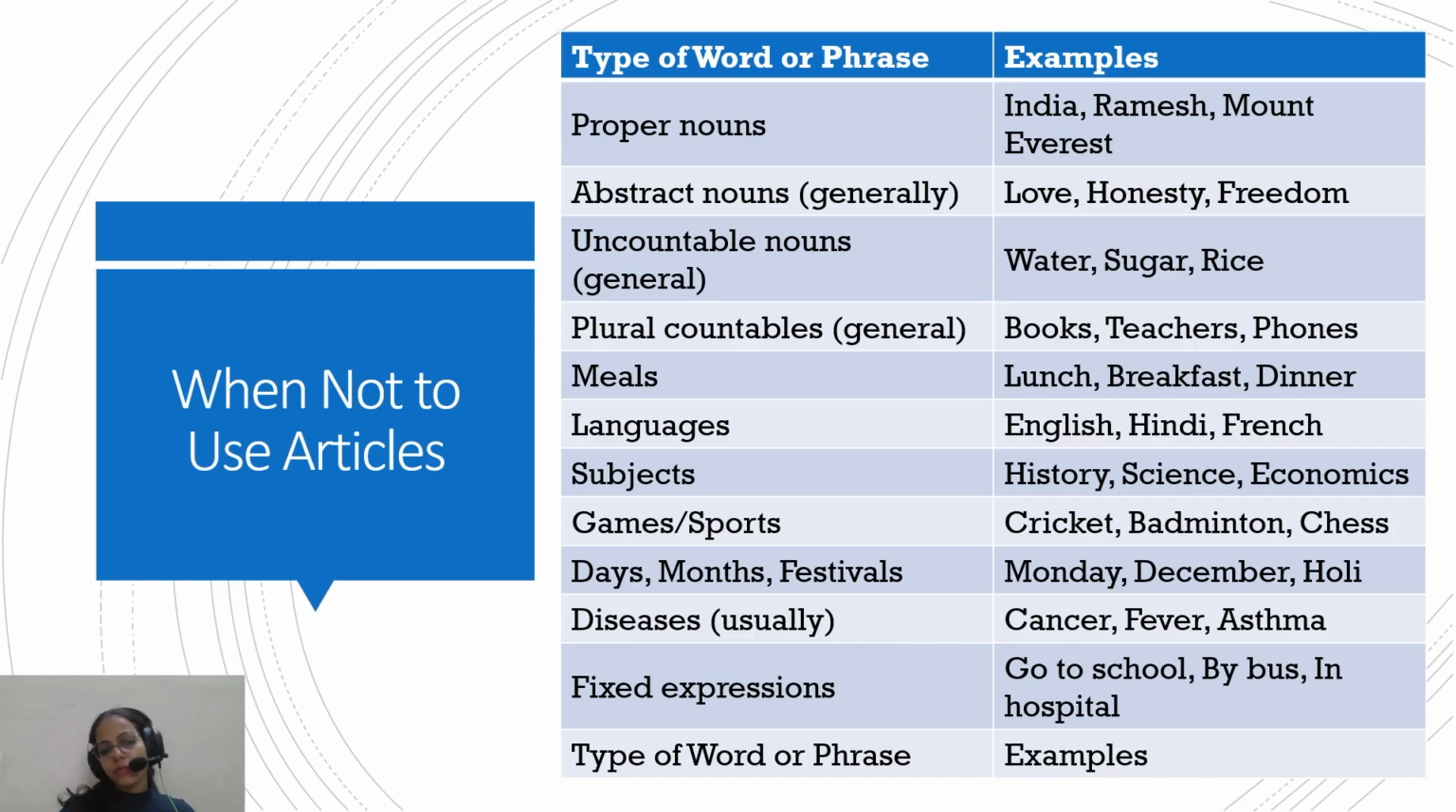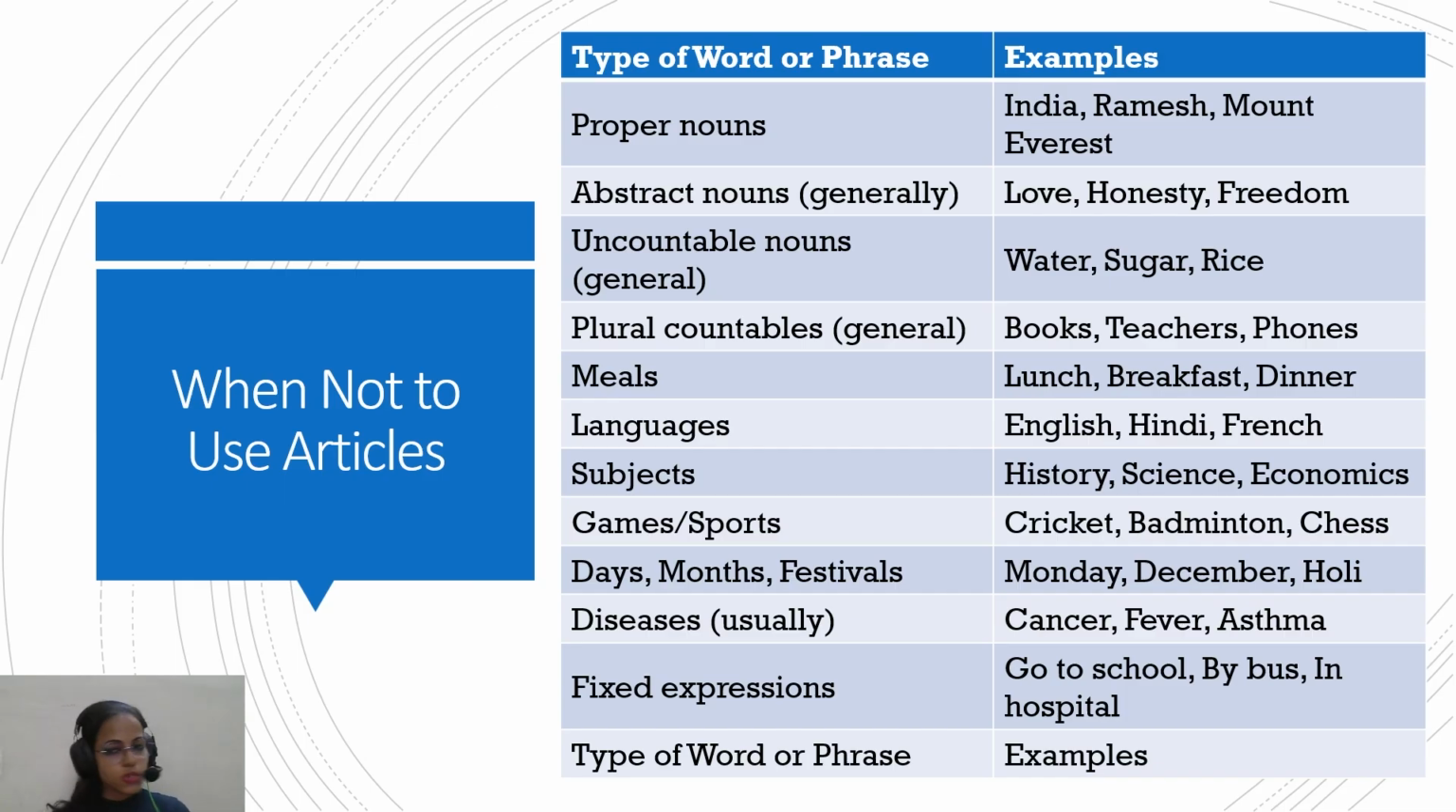Generally, before abstract nouns, we do not use an article. So we don't say a love, honesty, the freedom. We say the freedom of speech, but that's because it's the whole phrase and not just the abstract noun. Before uncountable nouns also, we do not use articles, such as water, sugar, rice. We don't say give me a rice. It doesn't make sense because we cannot count rice, water, or sugar.